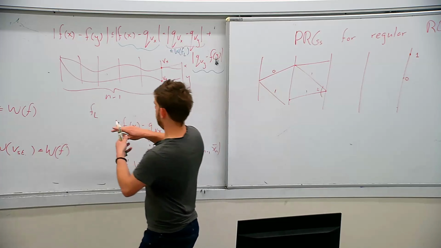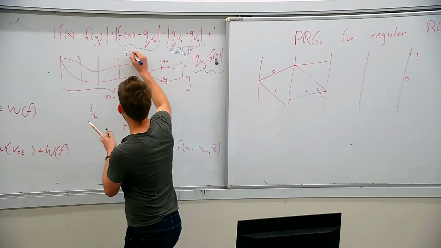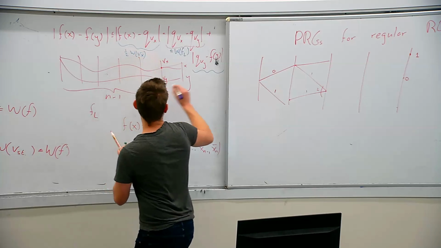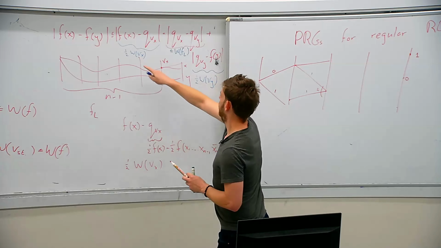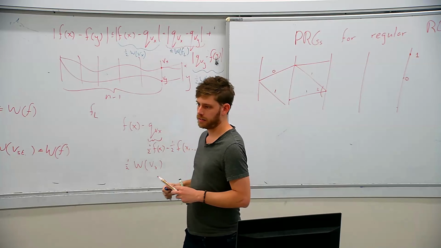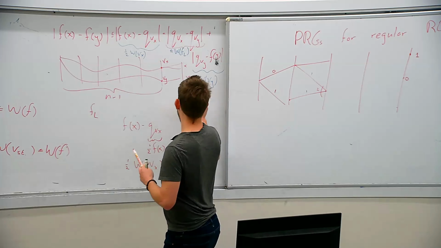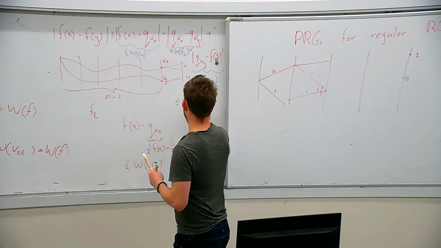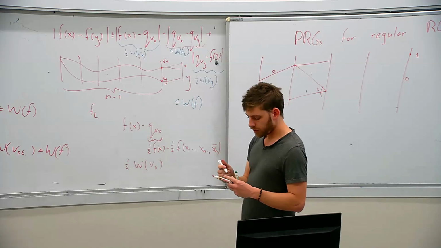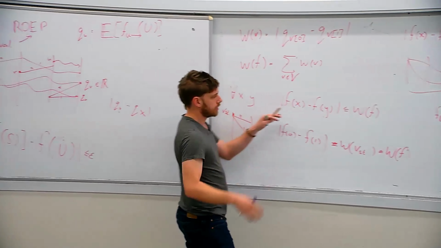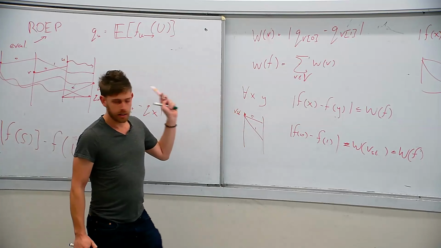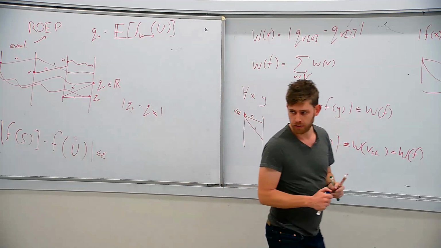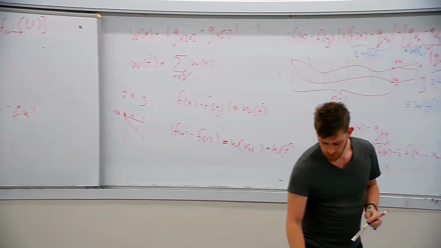Okay, and then this is half the weight of the x, and this is half the weight of the y. And altogether, these are less than the weight of them. So bottom line, the size of the range of an ROBP is at most the weight of the ROBP.